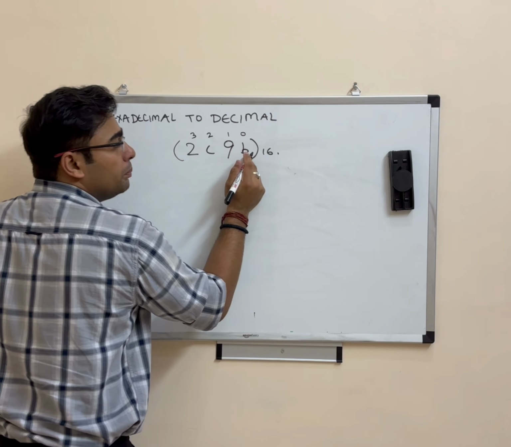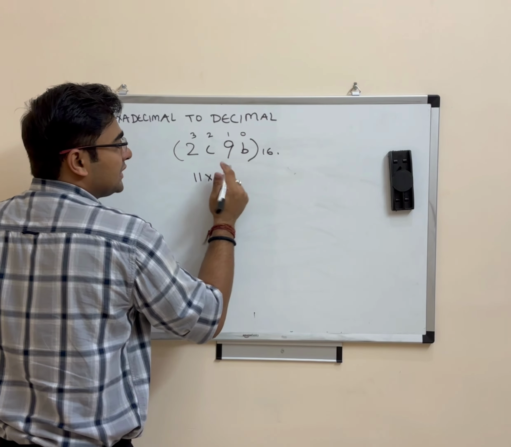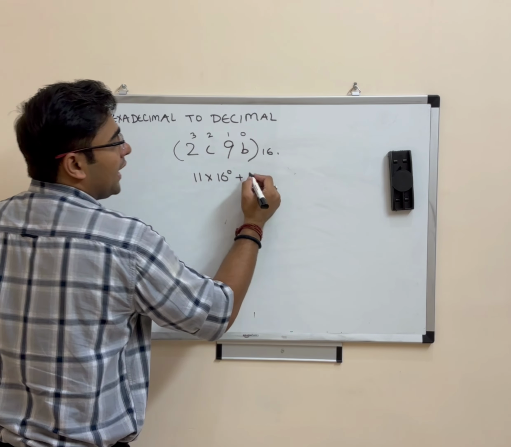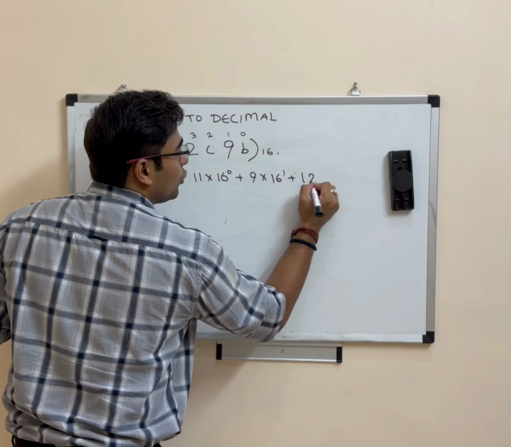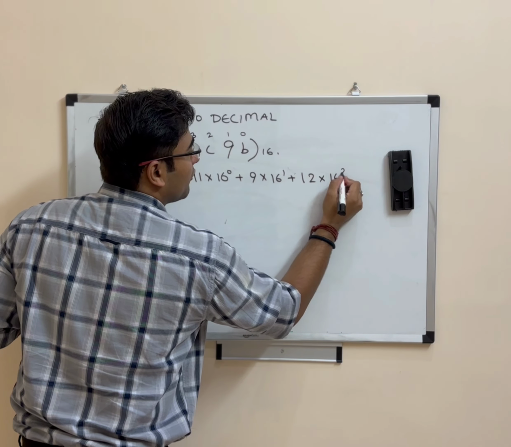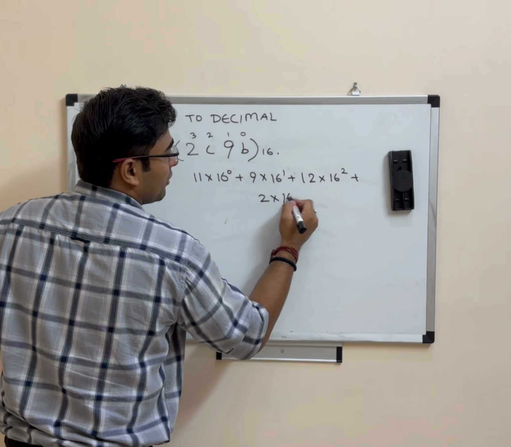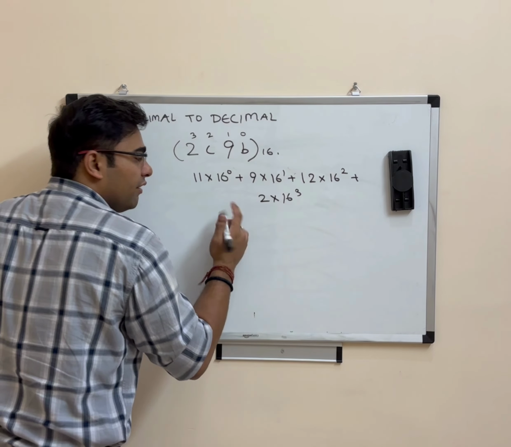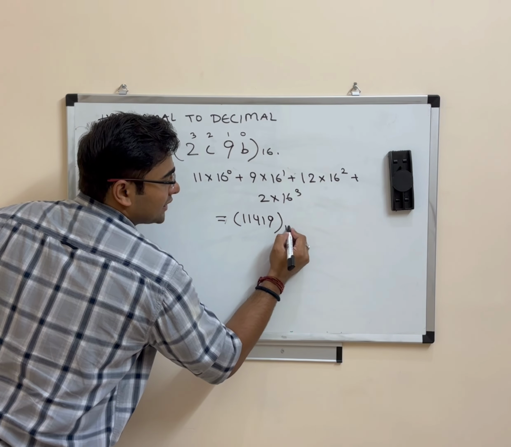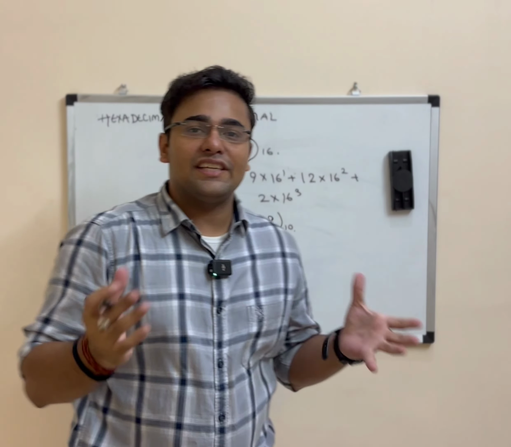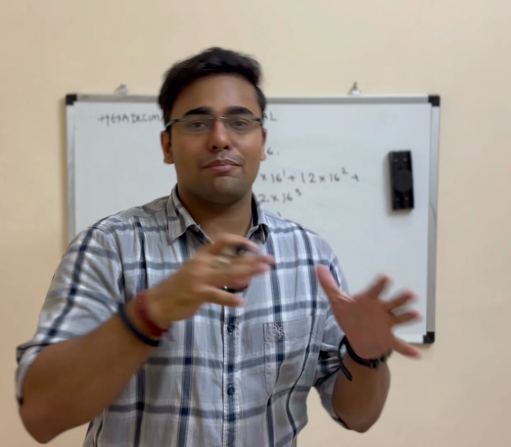B would be nothing but 11 into 16 raised to the power 0, plus 9 into 16 raised to the power 1, plus C, which is 12, into 16 raised to the power 2, and then 2 multiplied by 16 raised to the power 3. After solving, you will get the answer as 11419 in the decimal system. So in that way we have seen how the number system is important and how conversion takes place from one system to another.